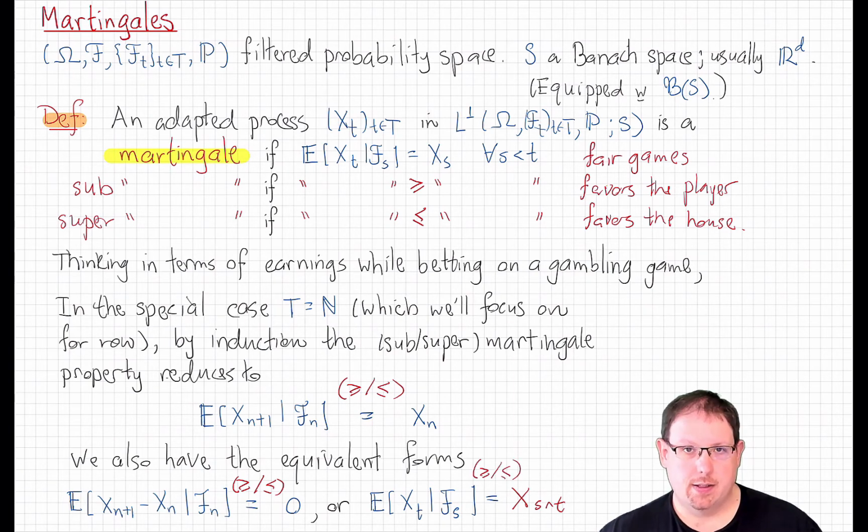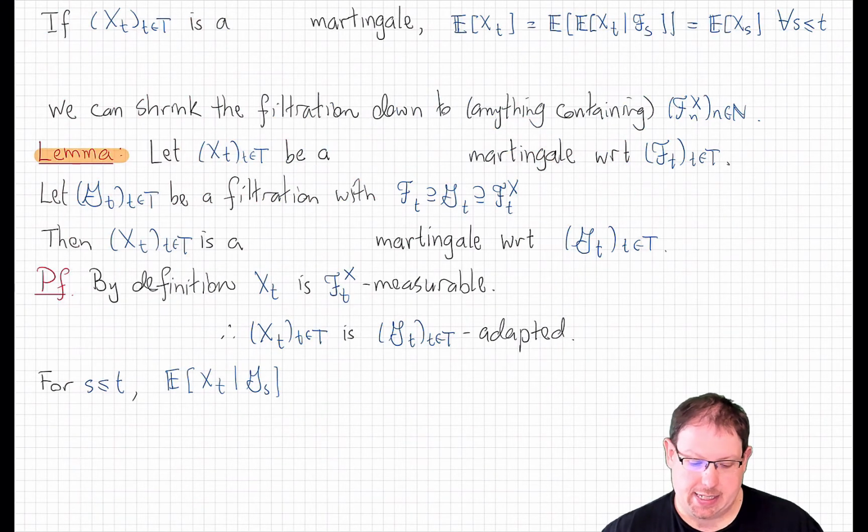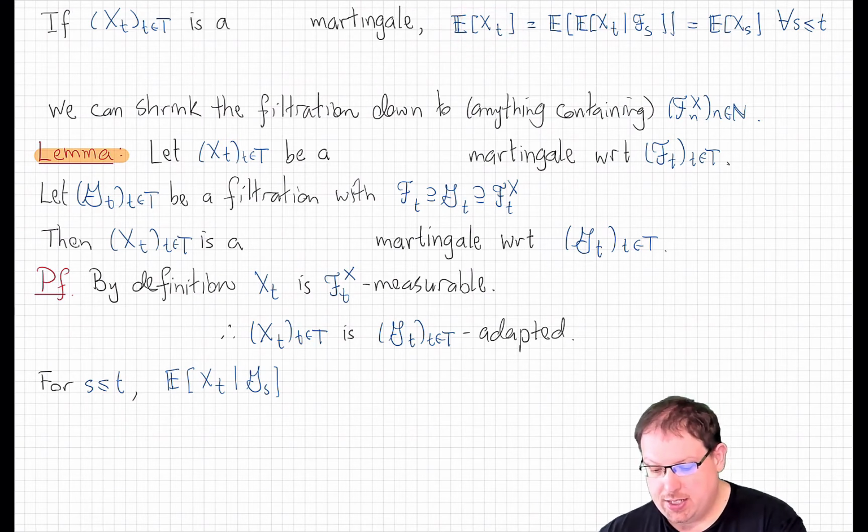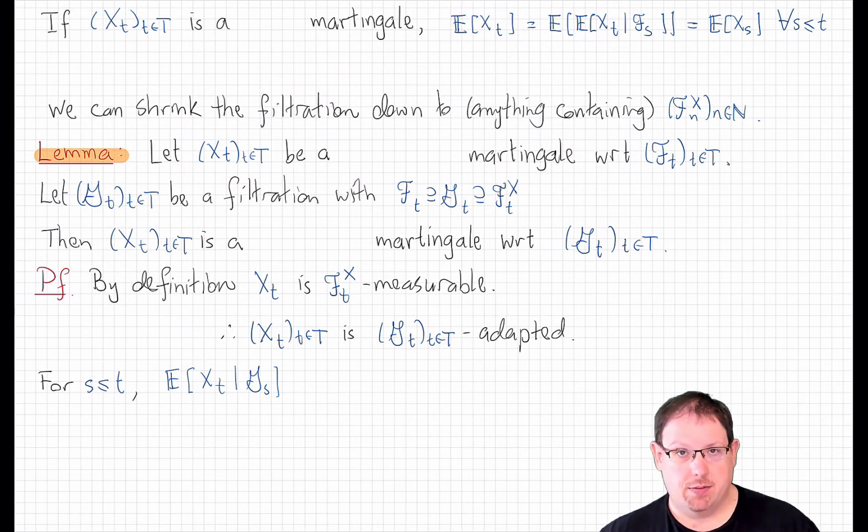Now let's explore some of the very basic properties of martingales before we go on to give some examples for intuition. If X_t is a martingale, what can we say about how its expectation evolves? Remember that martingales are by definition L1 processes, which is to say that their expectation will be finite for every t. But how does it evolve as a function of time? Well, by the Tower property for conditional expectation, the expected value of X_t is the expected value of the conditional expectation of X_t given F_s for any previous time, s.